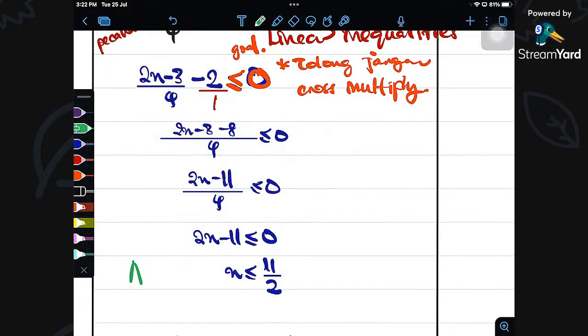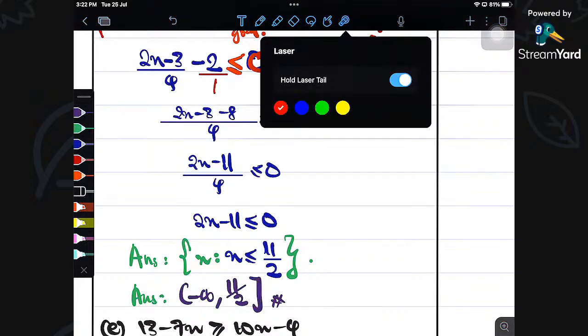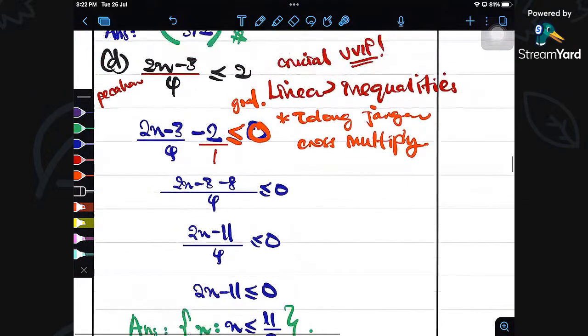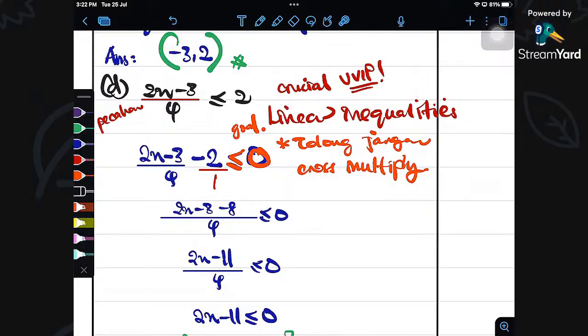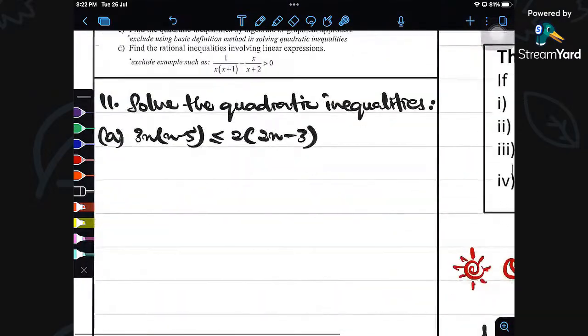Therefore, the final answer is curly bracket x such that, close curly bracket. And another answer is from negative infinity until 11 over 2. But then this 11 over 2 is included, and so we put a close bracket like this. Okay, basically, tidak apa if you do not catch up now. Why? Let's just move forward to the next example.